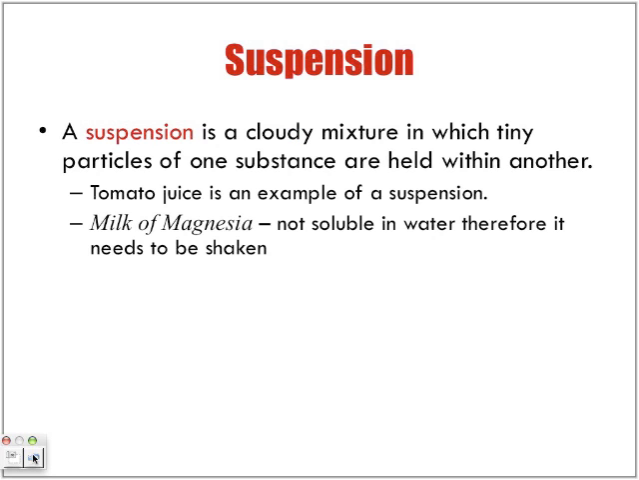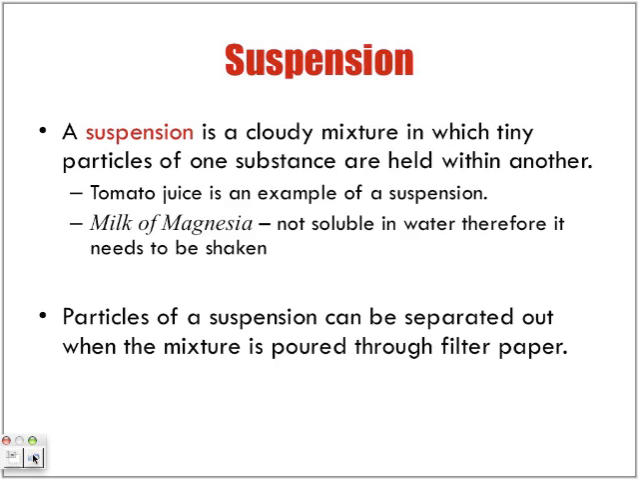A suspension. A suspension is a cloudy mixture in which tiny particles of one substance are held within another. Tomato juice, an example of a suspension. Another one, milk of magnesia. Okay, it's not soluble in water, therefore it needs to be shaken. So if you had something like this to coat the inside of your stomach for an upset stomach, you have to shake, right? So pay attention to anything that requires you to shake the actual substance before ingesting it or eating it or drinking it.